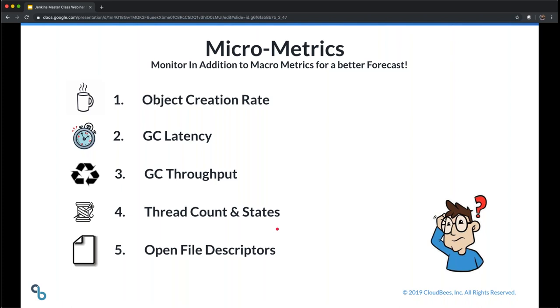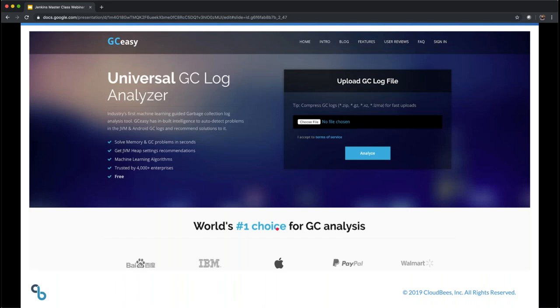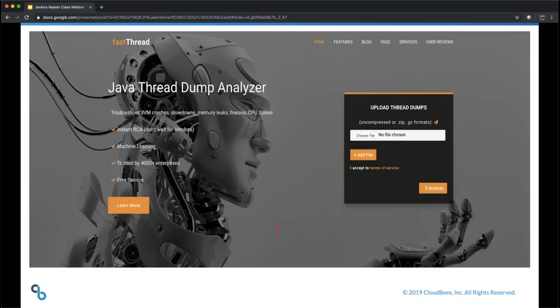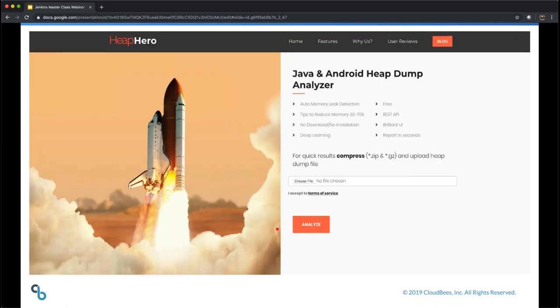Thread dumps and heap dumps can be collected on the fly by issuing commands to the JVM using tools like JCMD and JMAP, which are provided as part of the Java Development Kit, or JDK. That's why we recommend using a JDK instead of a JRE as one of our fundamental best practices. Now, there are a lot of tools out there on the internet for analyzing garbage collection logs, thread dumps, and heap dumps, but we at CloudBees use GCeasy for analysis of garbage collection logs, FastThread for analysis of thread dumps, and HeapHero for analysis of heap dumps.